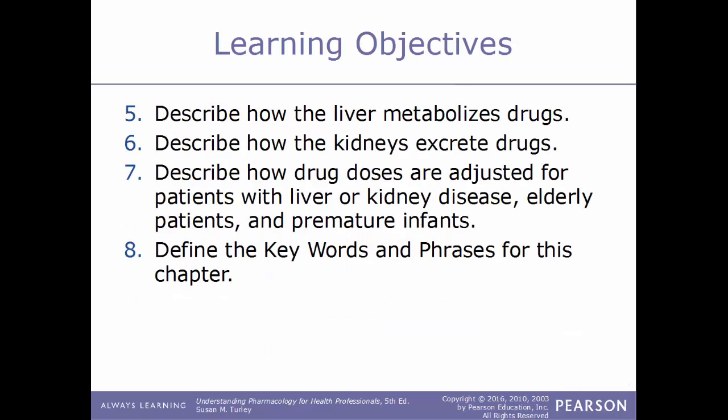Describe how the liver metabolizes drugs. Describe how the kidneys excrete drugs. Describe how drug doses are adjusted for patients with liver or kidney disease, or elderly patients, or premature infants. And lastly, define the keywords and phrases for this chapter.